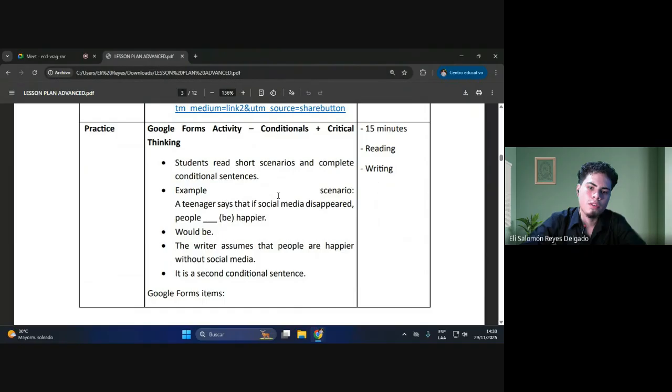Students read short scenarios and complete conditional sentences. For example, the first scenario: a teenager says that if social media disappeared, people... so here the student will have to fill this blank space with the correct answer. In this case, would be. A teenager said that if social media disappeared, people would be happier.